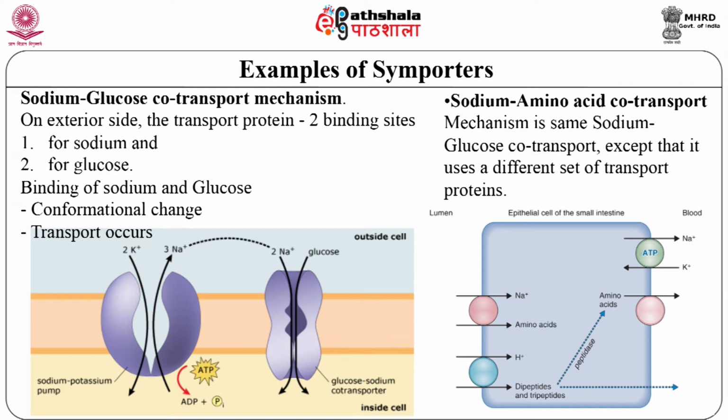In contrast, in exchangers the driving ion and driven molecule move in opposite direction. For example, Na+ Ca2+ exchanger. It is found in the cardiac muscle cells and elsewhere in the body. It transports 3 Na+ ions into the cell in exchange for 1 Ca2+ ion transported out of the cell.